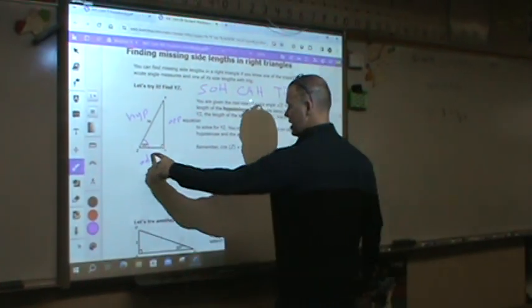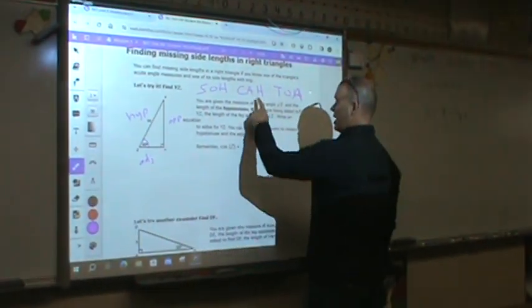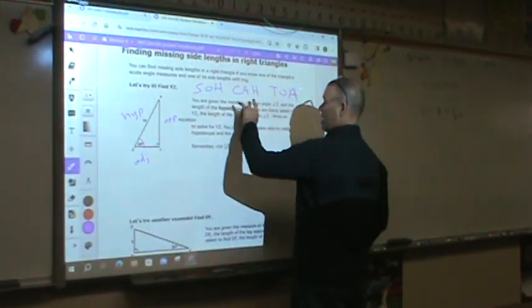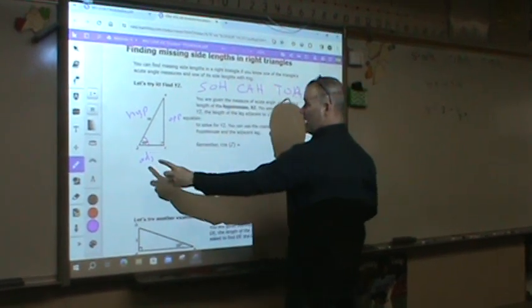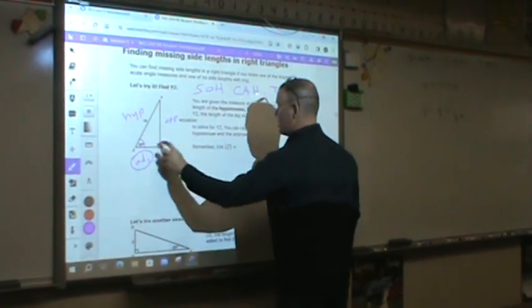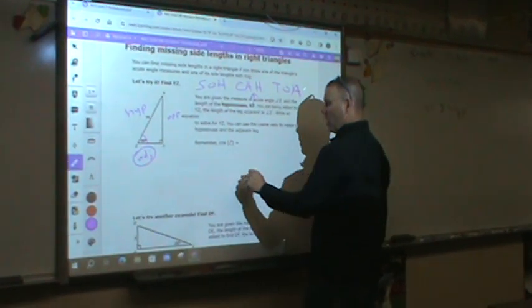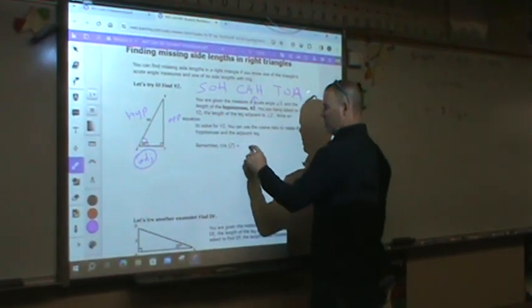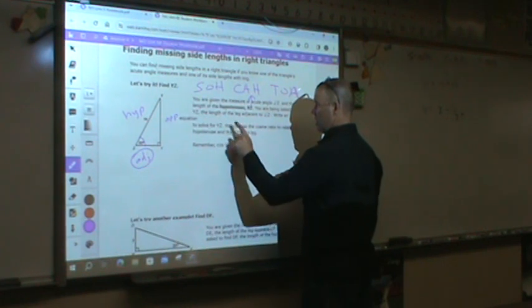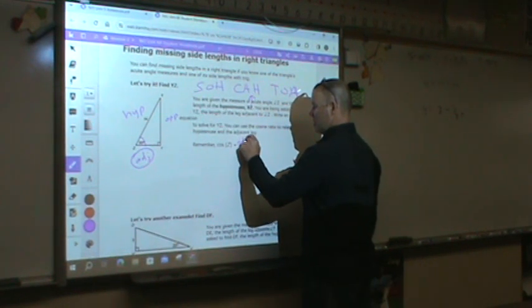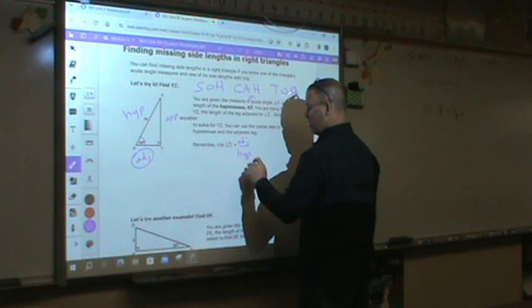Cosine is adjacent over hypotenuse. Since I know the hypotenuse, I'm going to use one of these two ratios, and since I want to find the adjacent side, the cosine ratio is the one I'm going to use. Well, the cosine of Z, what is the cosine of Z equal to? It's equal to adjacent over hypotenuse.